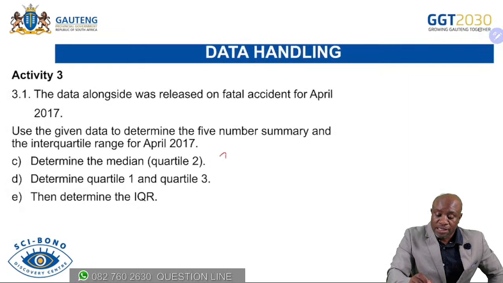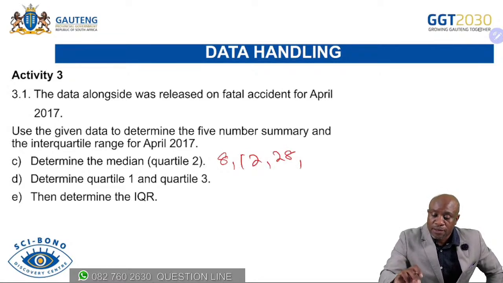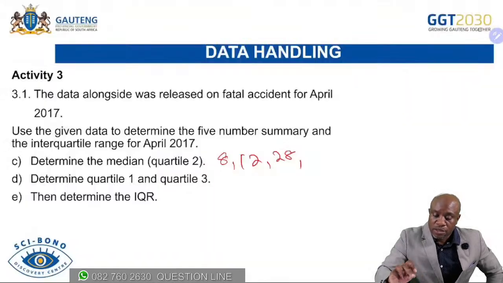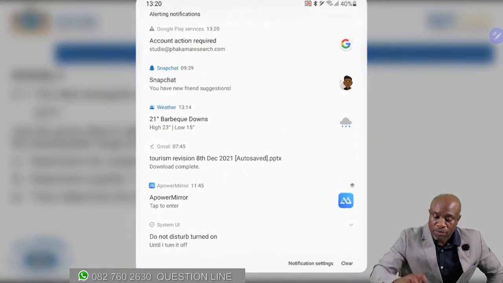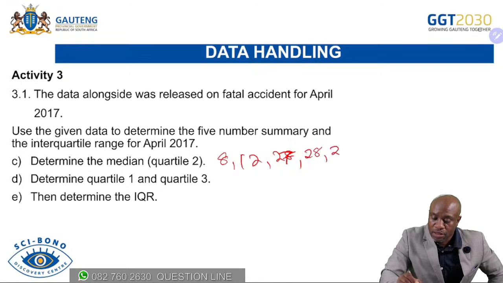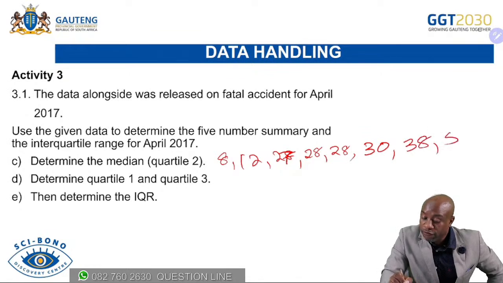Remember, with our numbers, it is 8, 12, 28, 27 first. 27, I have to delete that. Okay, I'll delete that. 27, put 27. Right, I'll just write it like that, 28 and then 28. And I have 30 and 38 and 59.